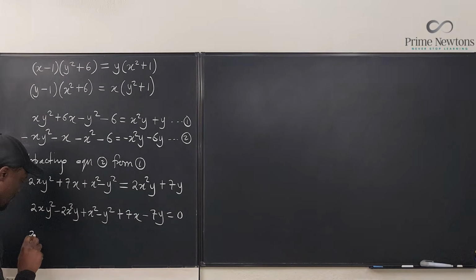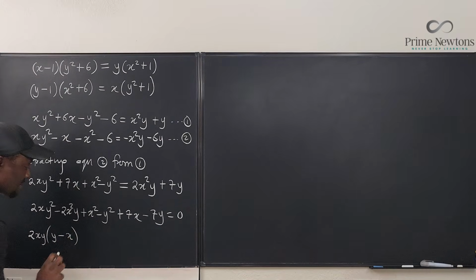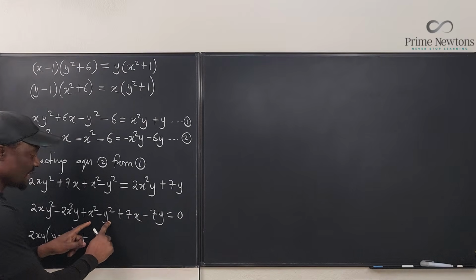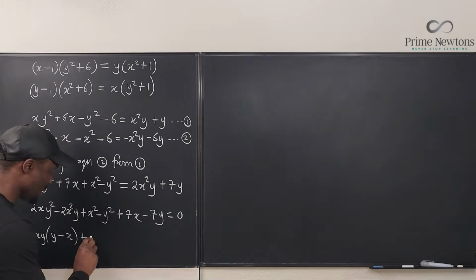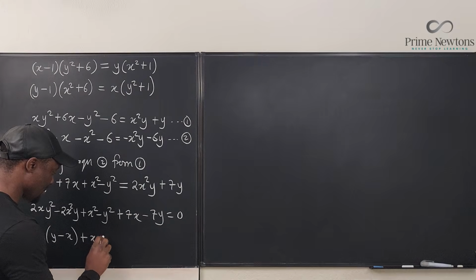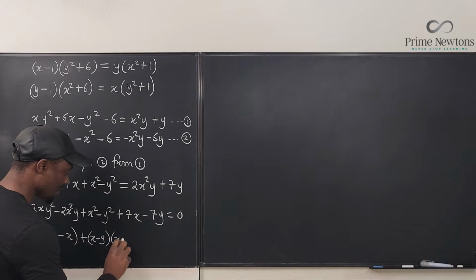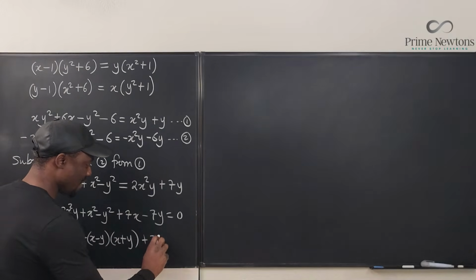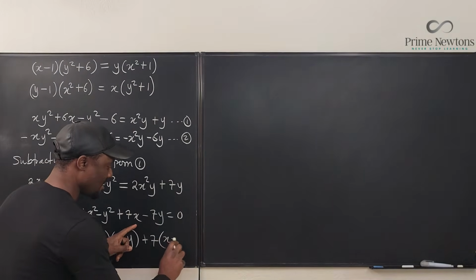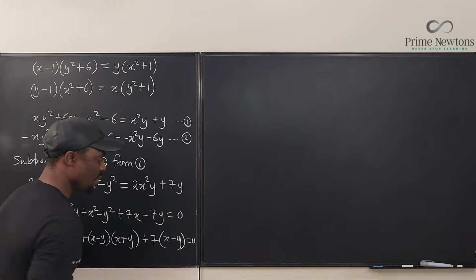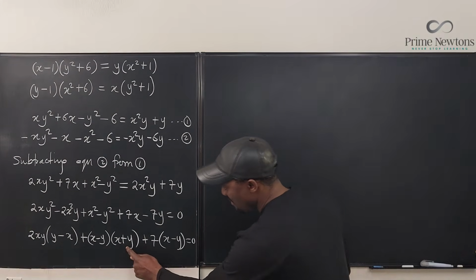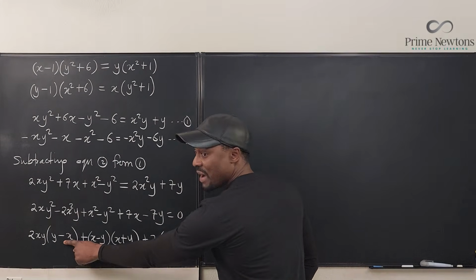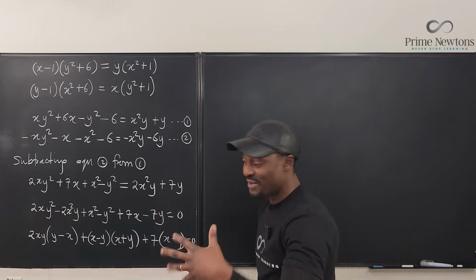So if I factor 2xy, I'll be left with y minus x plus... oh, this is a difference of two squares. So this will be x minus y times x plus y. Okay, and here I can take out 7, and what I have left is x minus y equals 0. So every term now has x minus y, but you can write it as negative y minus x.